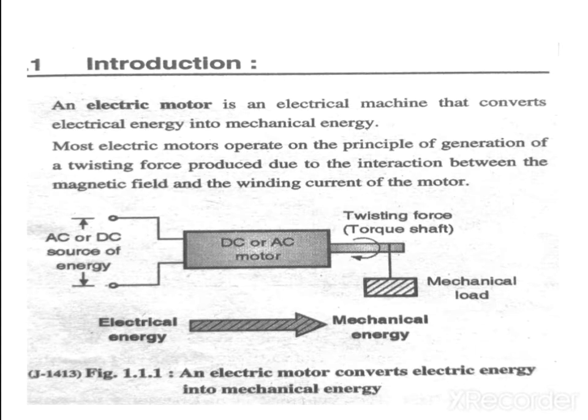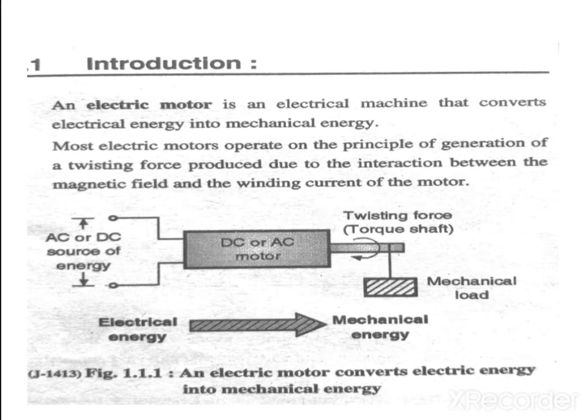An electrical motor is defined as a machine which converts electrical energy to mechanical energy. This will operate on the principle of and the current of the motor. From this figure we are able to see that whenever we supply any source to the motor, then it will convert this force into a mechanical load or mechanical energy. This is how an electrical motor works.